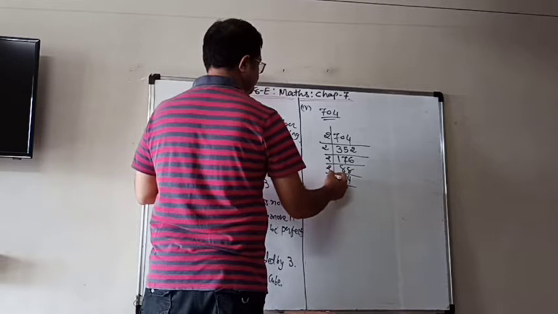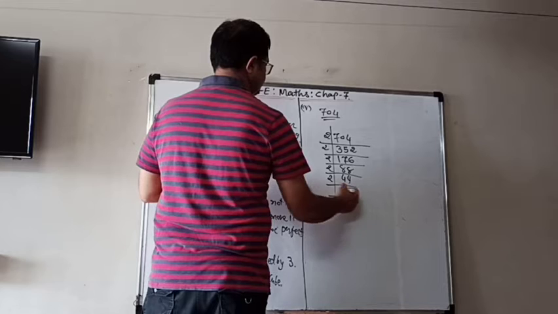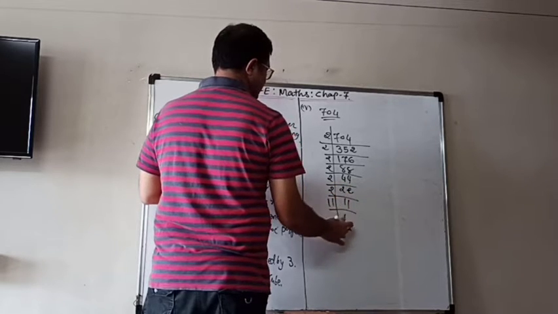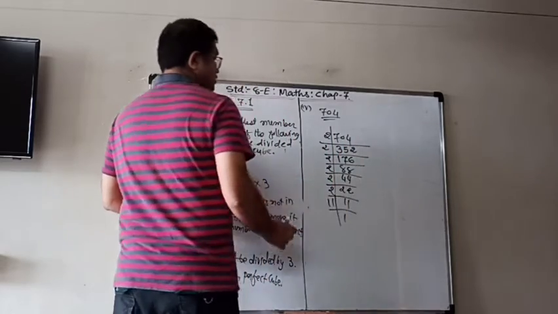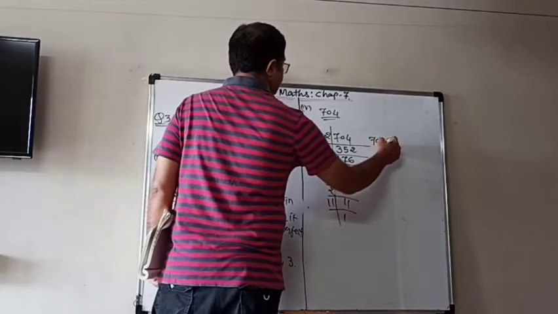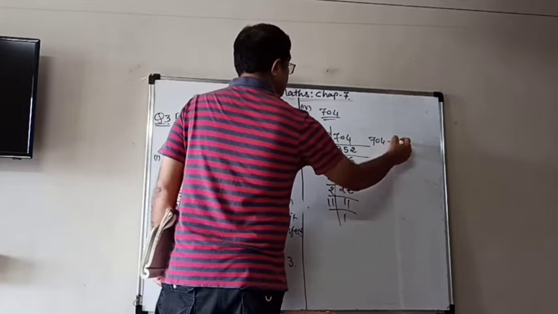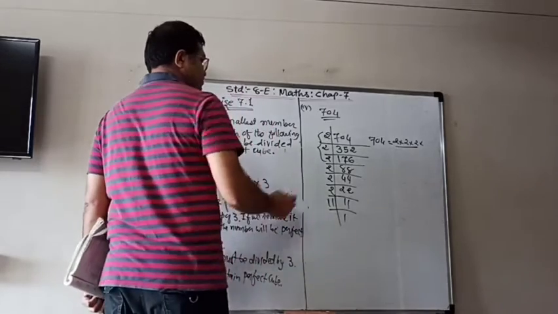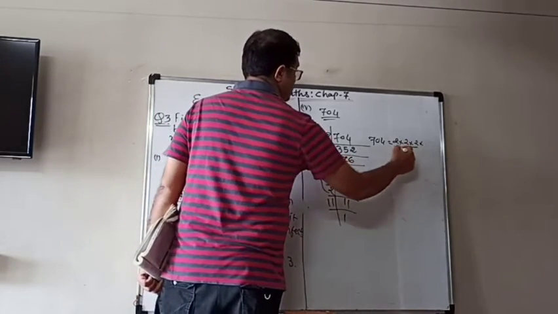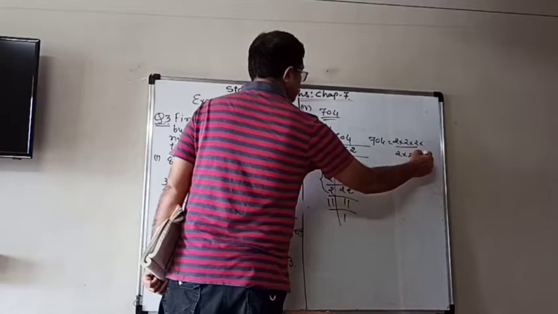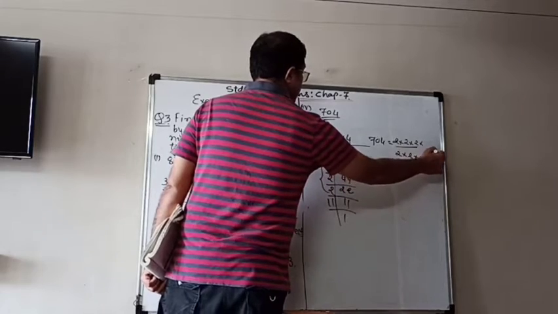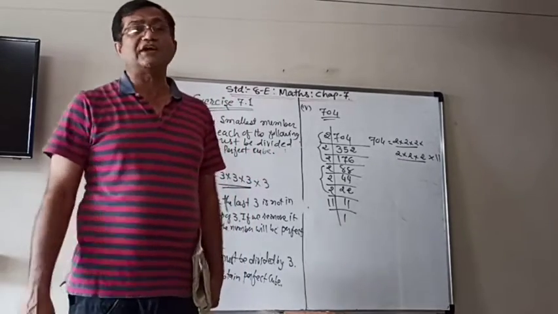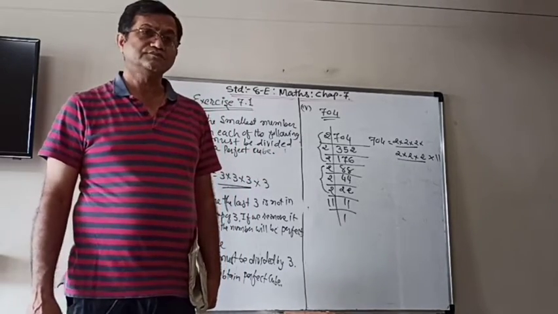44, 22, 11, and 11 is the prime number. So now 704 is equal to 2 multiplied by 2 multiplied by 2, that is 3 times. Also again 2 multiplied by 2 multiplied by 2 multiplied by 11. So now it is very obvious what we have to do.